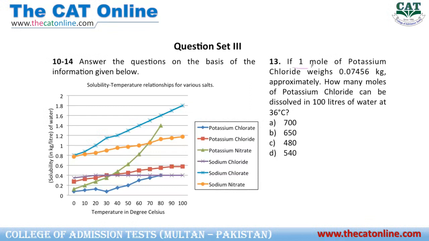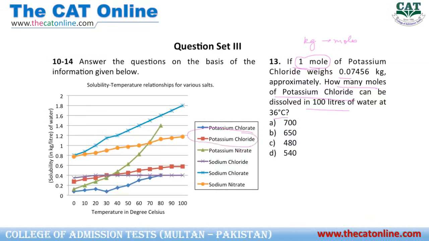If 1 mole, now mole is a unit of calculation. For example, we have kgs, similarly we have moles. So it gives the amount of a substance. If 1 mole of potassium chloride weighs 0.0746 kgs approximately, how many moles of potassium chloride can be dissolved in 100 liters of water at 36 degrees Celsius? So first let's look where is potassium chloride.